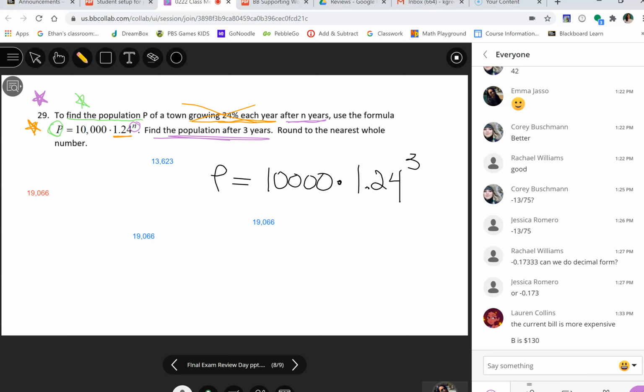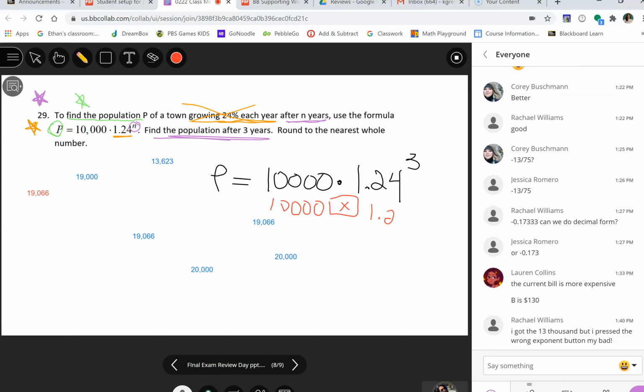Cool. And then you can just type this in your calculator. You don't have to do PEMDAS and all of that for this one. But make sure that when you type this in your calculator, you're using the exponent button. So I would do 10,000, then the multiply button, then 1.24, then the exponent button, then a 3. On the quiz, a lot of people multiplied 1.24 times the 3 instead of using the exponent button.